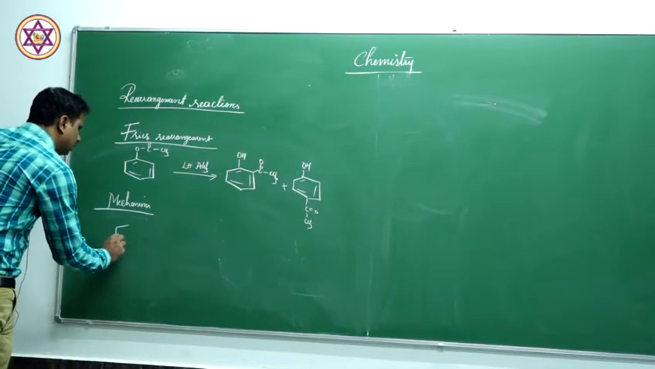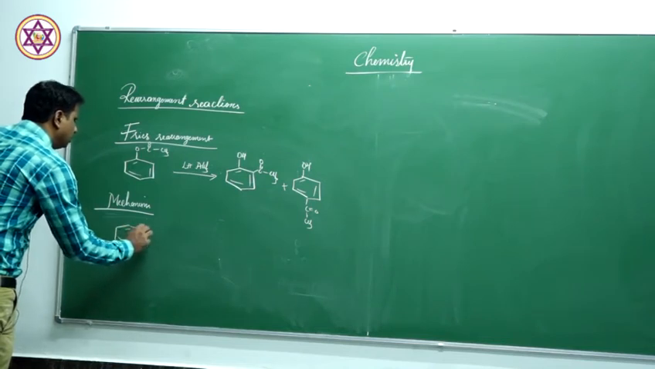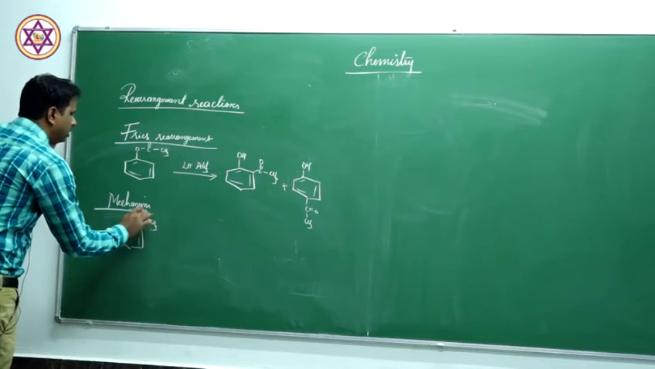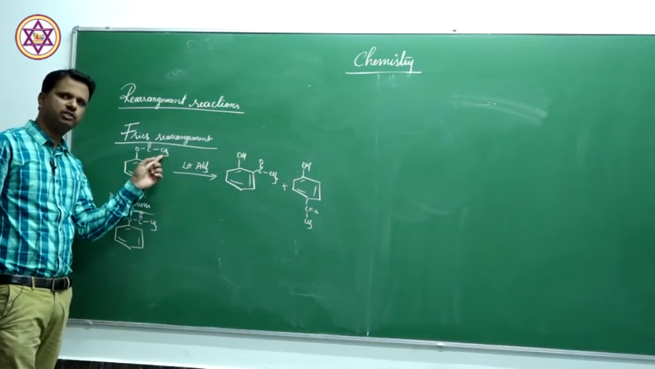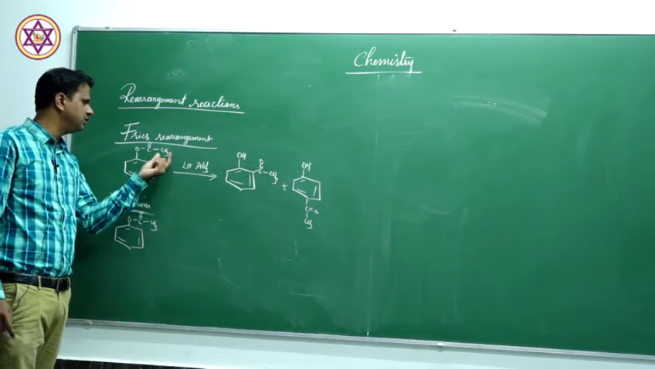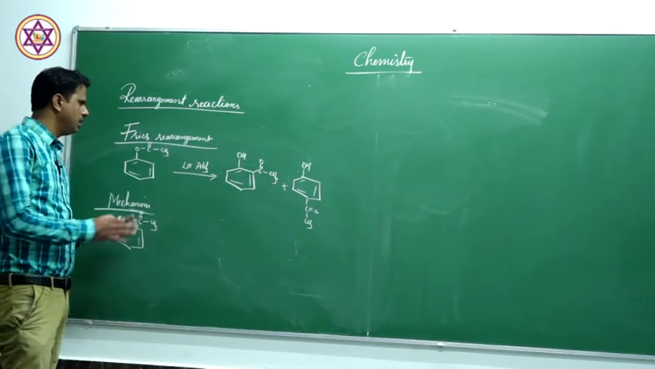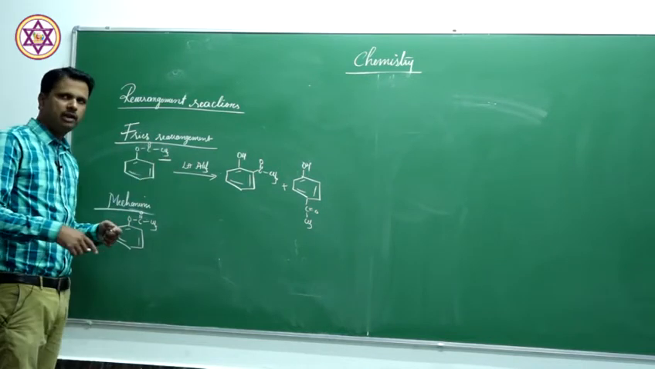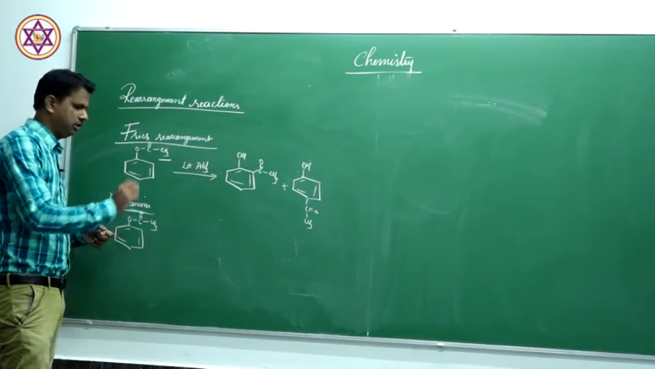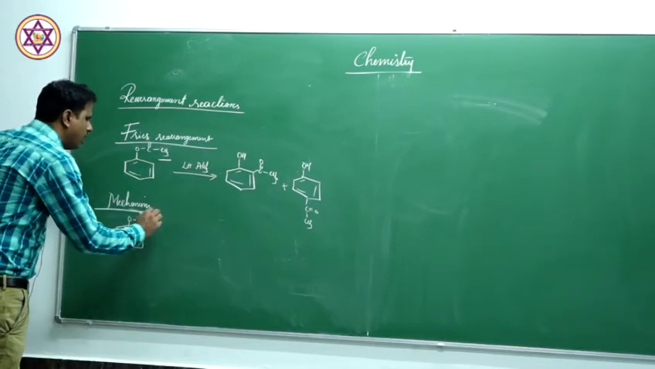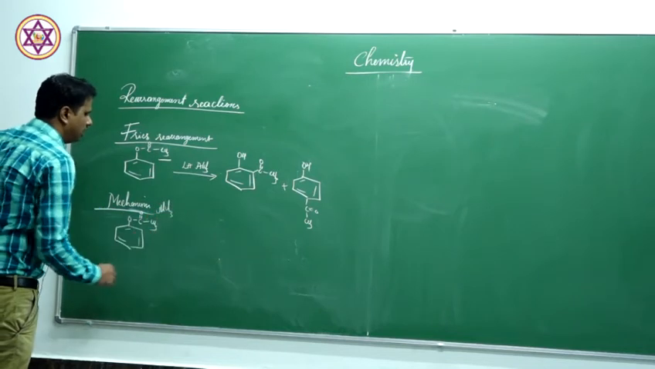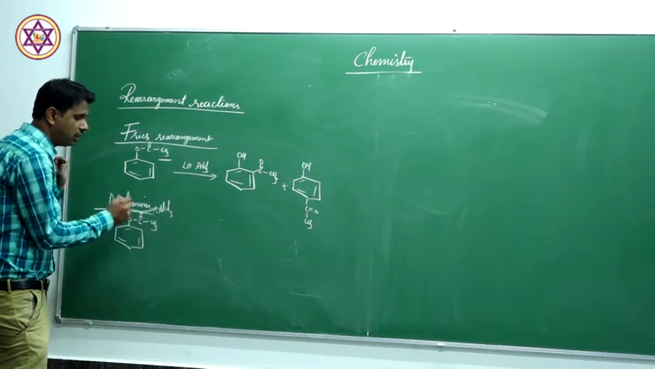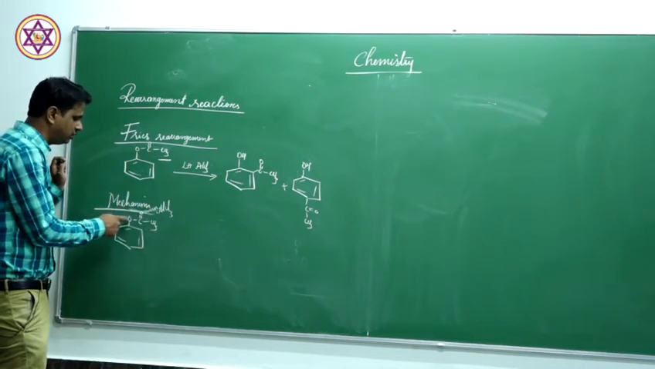Now we'll write it like this. We have O, C double bond O and CH3 here. I have taken CH3 just to make you understand that it is a ketone. In place of CH3 you can take any alkyl group, but for the sake of simplicity I have taken CH3. Now if you add AlCl3, which, as I told you earlier, is an electron acceptor, it polarizes this carbonyl oxygen, which is electron rich in nature.